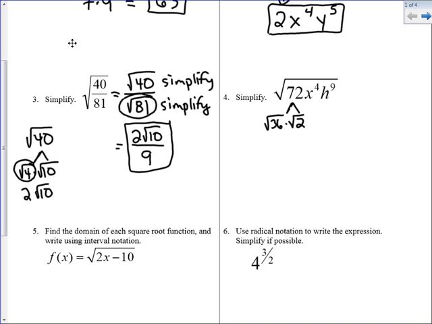How about x to the 4th? Do I need to break it up? Is it going to be perfect? It's perfect. And where does the squared come from?